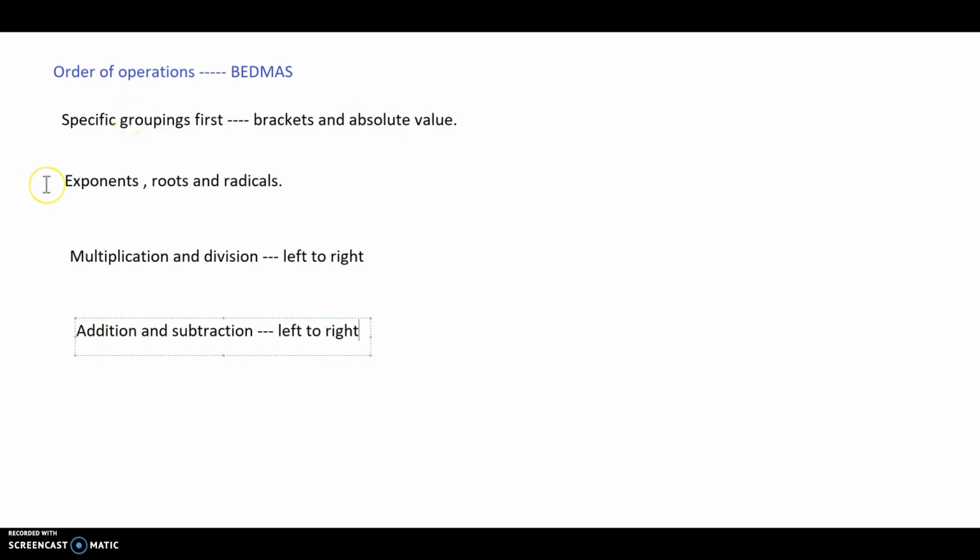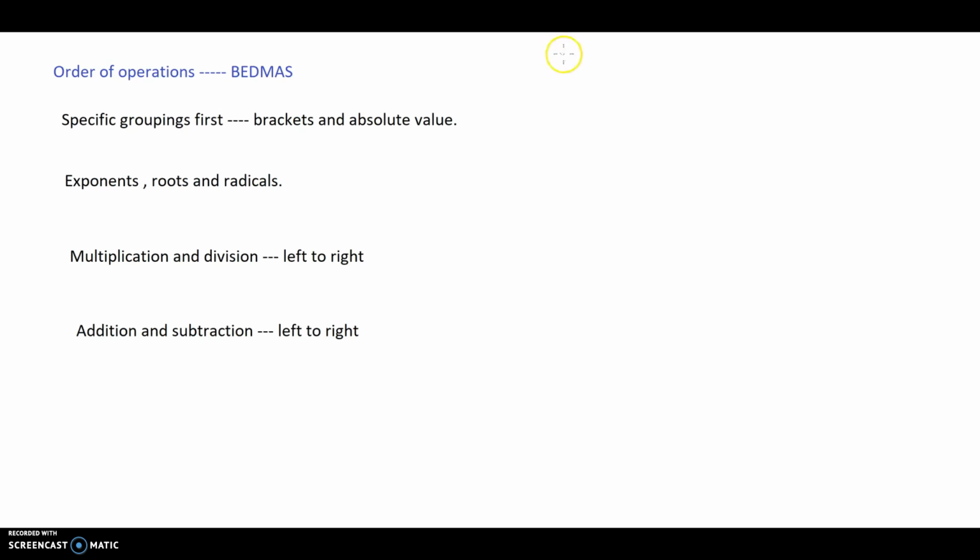Then move on to evaluating any exponents, roots, or radicals. Once those are completed, then we can do multiplication and division, whichever comes first, working left to right. And lastly, addition and subtraction, whichever comes first, working left to right. So let's take a look at some examples. I'm going to write down some examples over here.